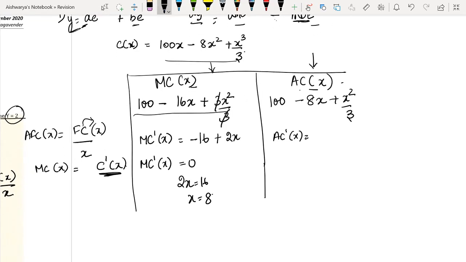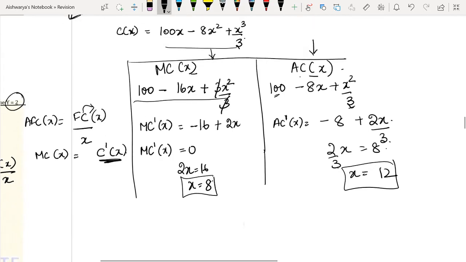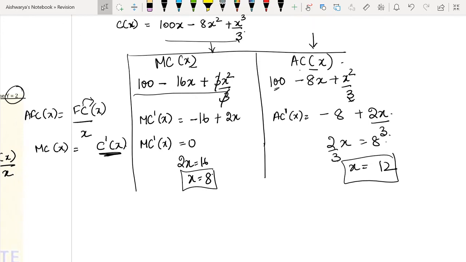Now similarly here also, let's find the differentiation of average cost. 100 will vanish, 0, then minus 8 plus 2x by 3, of course, because there is a 3 in the denominator. So 2x by 3 is equal to 8, so x is equal to 12. 8 3s are 24, 24 by 2 is 12. So we have got the value of x in this case, and we have got the value 8 in the other case. What we need to find out is whether the function attains minimum at these 2 points.